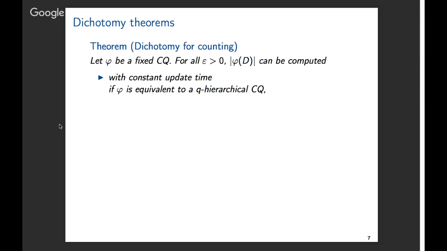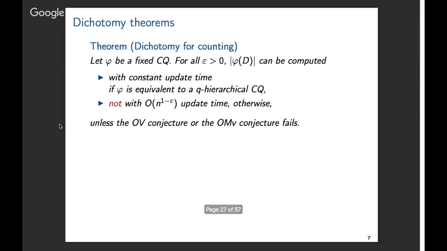Either phi is equivalent to a Q hierarchical query, then we can compute the query result with constant update time. And if it's not equivalent to a Q hierarchical query, then we cannot compute the query result with truly sublinear update time in the size of the active domain. And of course, we have to assume some conjectures, and the conjectures we assume here are the orthogonal vectors conjecture and the online matrix vector multiplication conjecture. So, two conjectures from the area of dynamic algorithms.